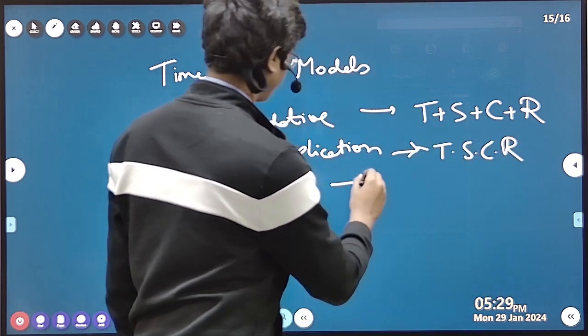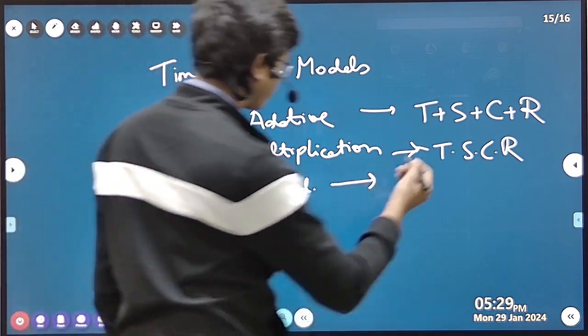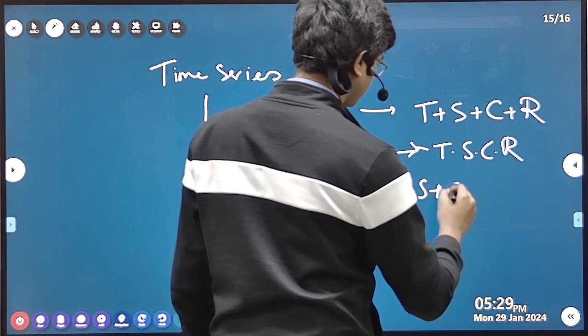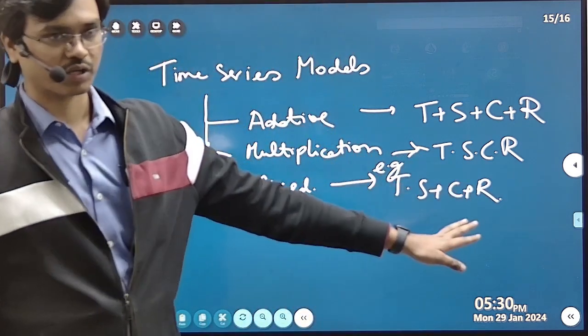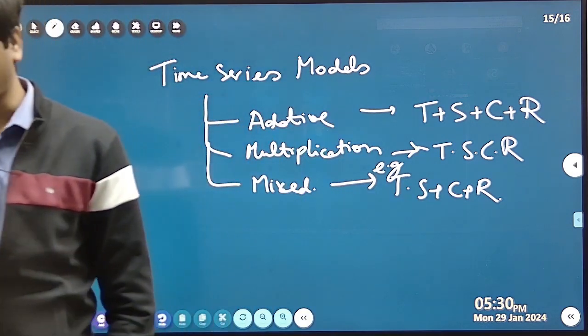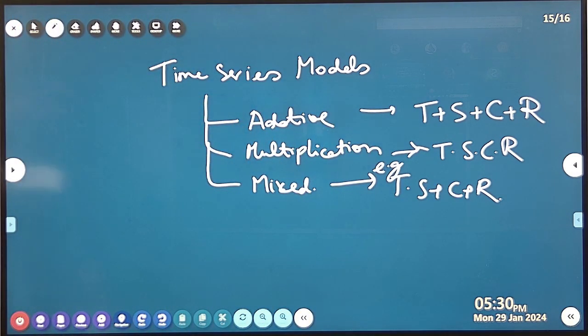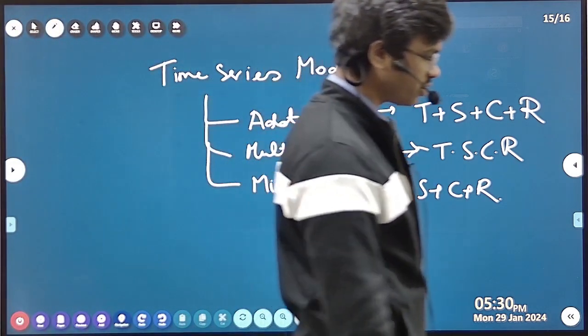You can have mixed also. So if you say that my trend is not actually following this model or this model, we can do an analysis and we can say, okay, it is maybe probably T into S plus C plus R, something like that. So this is just an example, right? You can multiply and then have a sum, or you can have three factors in a multiplication, or that is a mixed model, right? Yeah, so these are the different kinds of models in your time series.